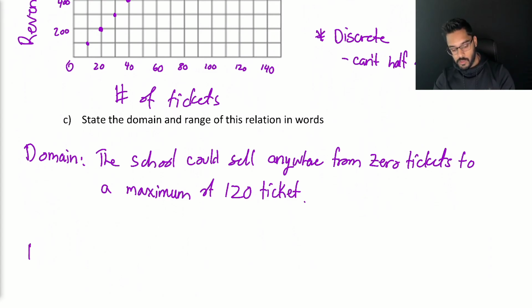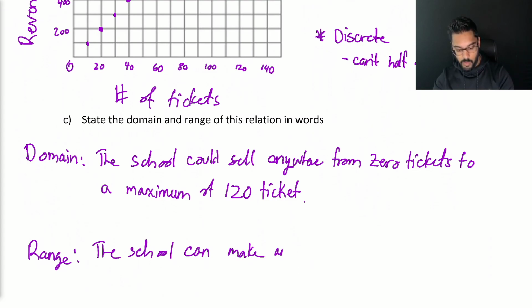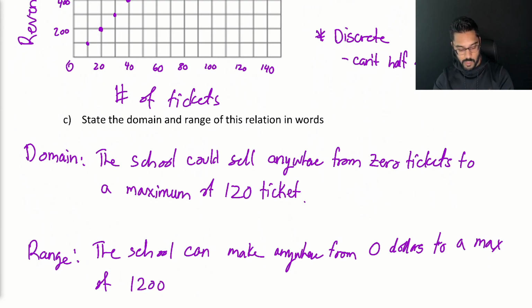And for the range, that one's talking about the dependent variable, the money. So the school can make anywhere from $0 to a maximum of $1,200. The number of tickets you've sold multiplied by 10. So if I sell all 120, I've made $1,200 in total.